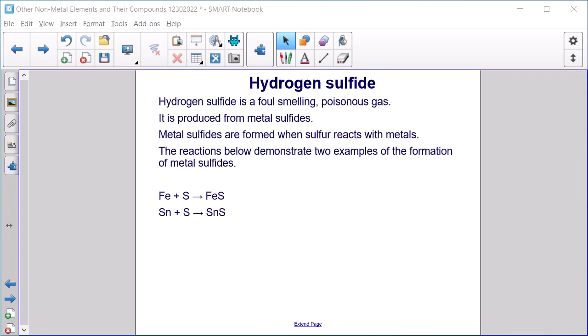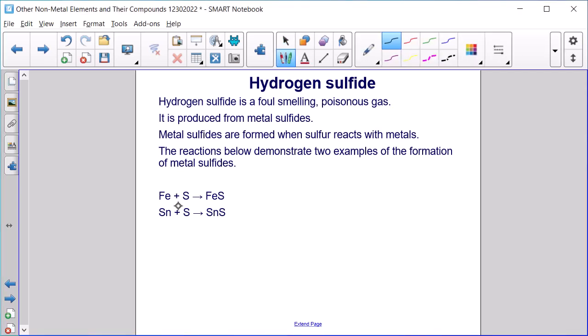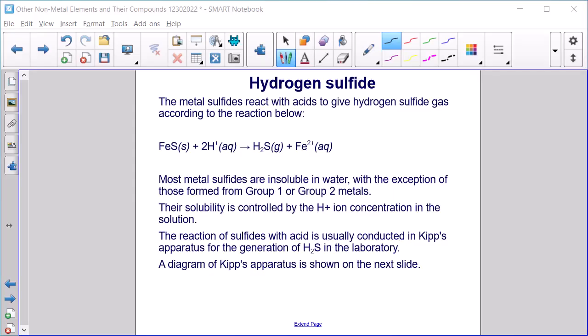Hydrogen sulfide. Hydrogen sulfide is a foul-smelling, poisonous gas. It is produced from metal sulfides. Metal sulfides are formed when sulfur reacts with metals. The reaction below demonstrates two examples of the formation of metal sulfides, one between iron and sulfur and one between tin and sulfur. The metal sulfides react with acids to give hydrogen sulfide gas according to the reaction below. So these free protons from the dissociation of an acid produce the hydrogen sulfide gas and the metal ions.